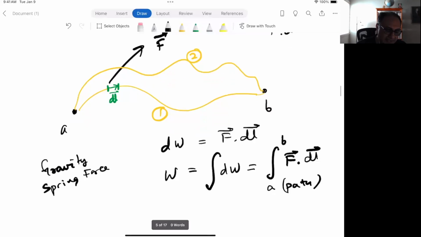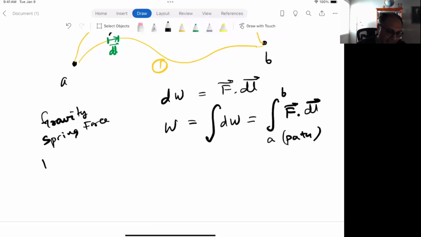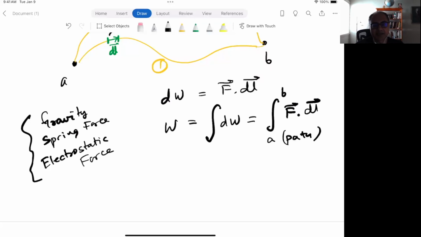And I told you that in physics 2, you're going to see one more, and that is the electrostatic force given by Coulomb's law. That is also a conservative force. So these are the only three conservative forces that you're going to see in your study of physics.